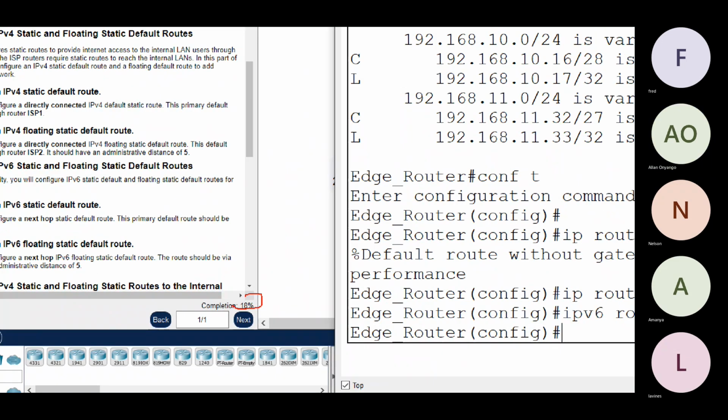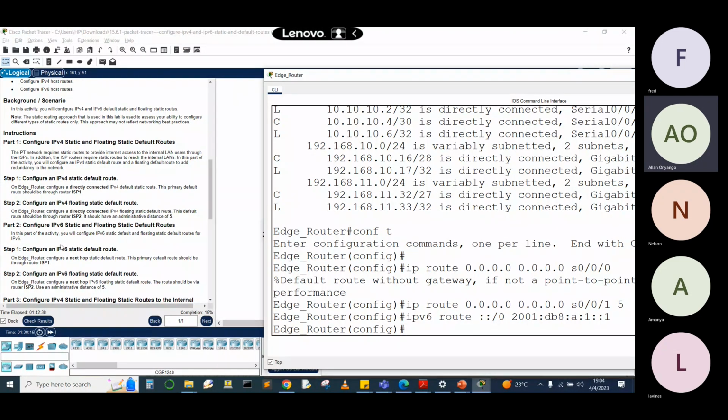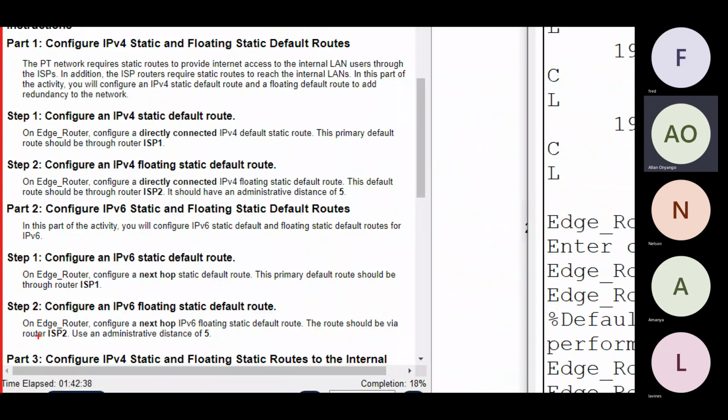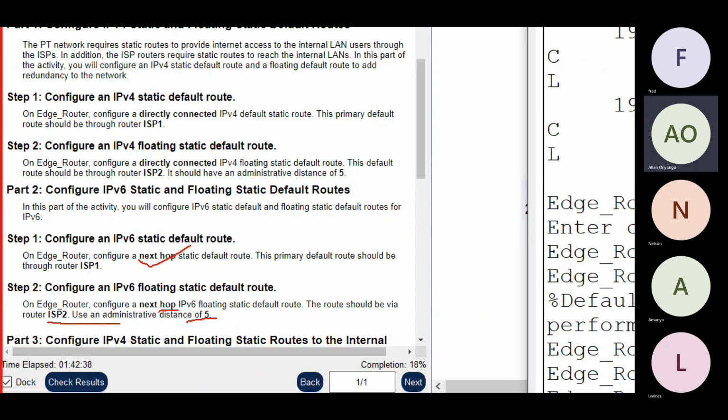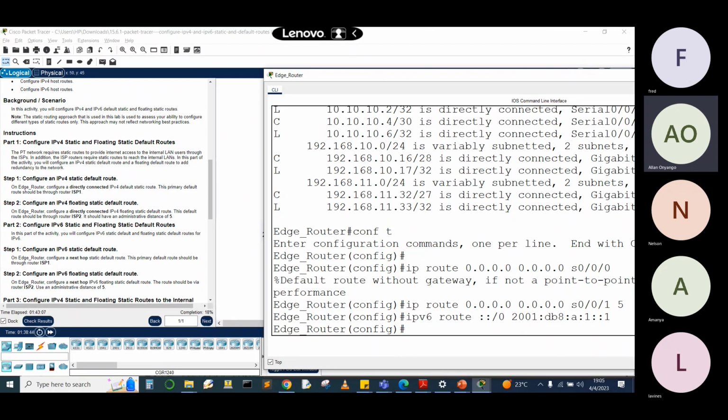All right, correct. Then the next thing is part 2, which is to configure an IPv6 floating static default route. We have done this already, and now we need to do this. On the edge router still, configure the next hop IPv6 floating static route, and the route will pass via ISP2 and use an AD of 5. Very interesting, but a lot of keenness required. So let's see that.